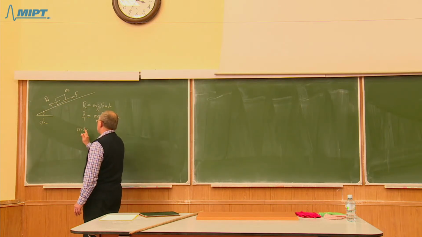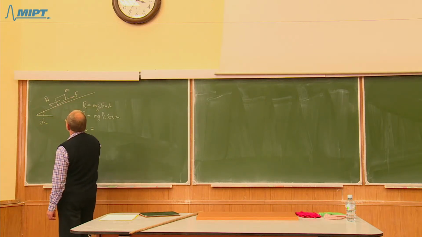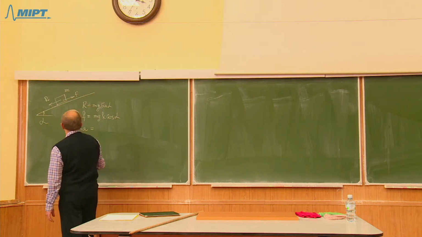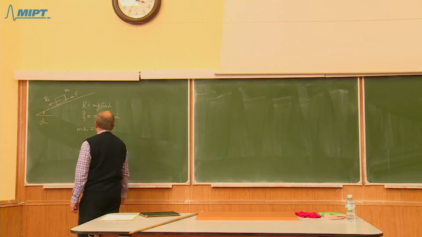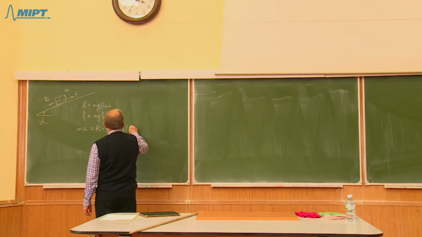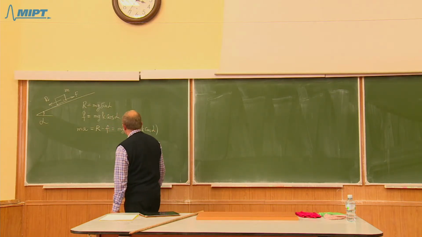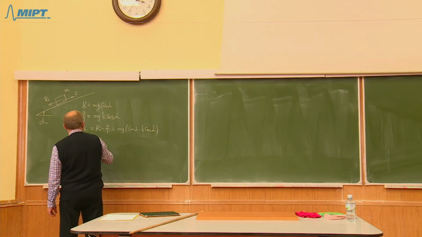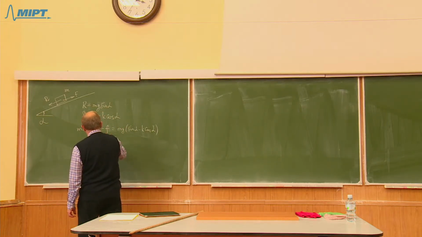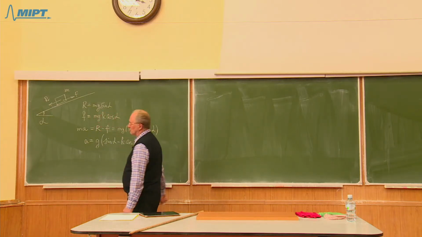And the second Newton's law gives that the product of mass times acceleration must be equal to the total or resulting force acting on the body along this axis parallel to the slope. So that will be R minus F, and that will be mg (sine alpha minus k cosine alpha). So the acceleration of the block equals g (sine alpha minus k cosine alpha), where k is the coefficient of friction.